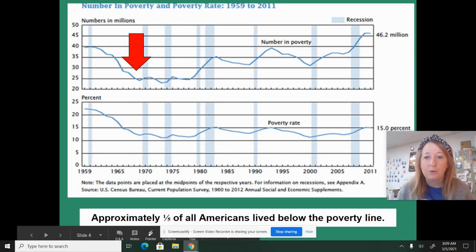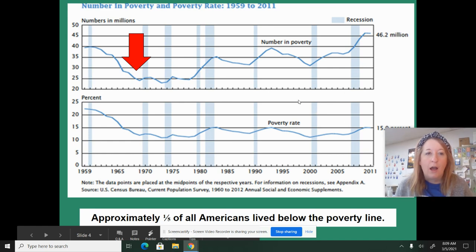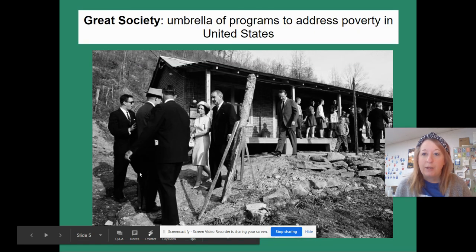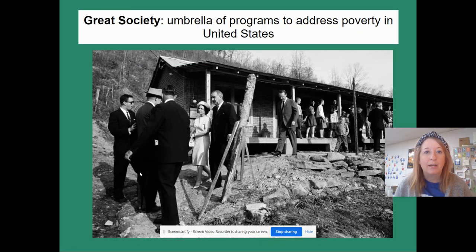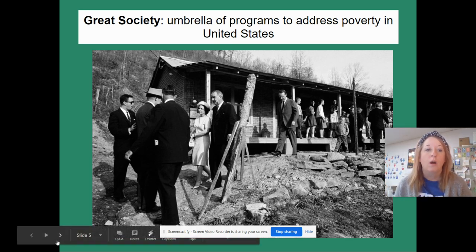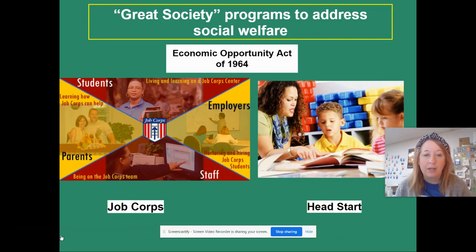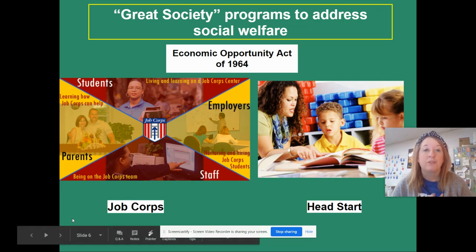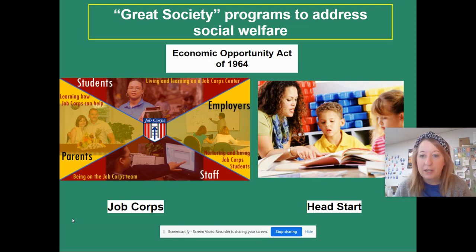So getting back to the poverty in the United States, under LBJ's presidency, approximately 1/5 of all Americans were living below the poverty line. And like I said, this is what he wanted to address. So the Great Society is really the umbrella of all of these programs that were meant to hopefully reduce and maybe even eliminate poverty in the United States. While there are dozens of programs that were passed between 1963 and 1968, I'm just going to touch on some of the more important ones.